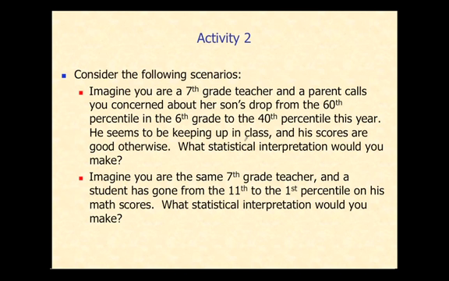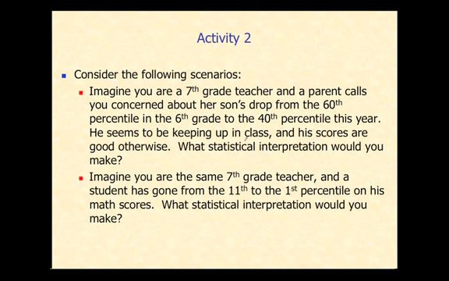All right, so here's the final slide, and I want you to consider the following 2 scenarios. And this is on your own time. But I want you to just imagine, this is the sense-making piece of this. Remember, statistics are not just for measuring numbers and writing journal articles. They're for interpreting information. I want you to imagine for a minute you're a 7th grade teacher. And even if you're not going to be a teacher, you can imagine this. A parent calls and says that they're concerned about their son's drop from the 60th percentile in the 6th grade to the 40th percentile this year. He seems to be keeping up in class, and his scores are good otherwise. What kind of statistical interpretation would you make?